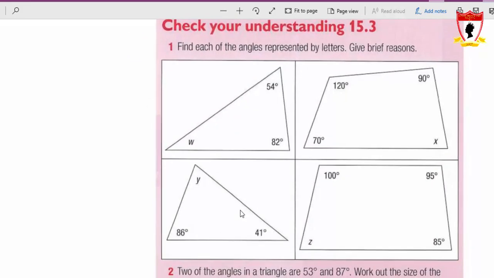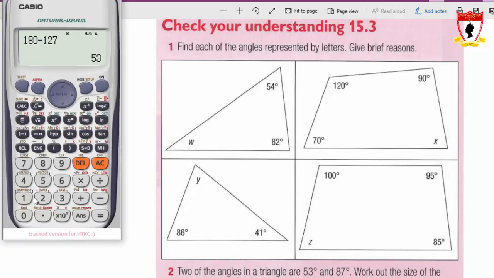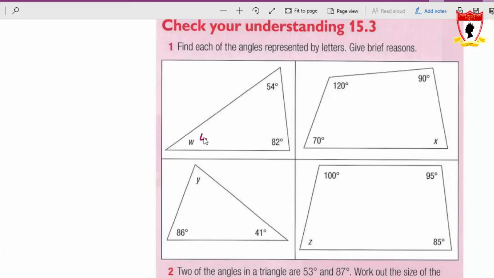In question 1, in this triangle, this angle is 54, this angle is 82. We need to find W. Well, we know all of these three angles together add up to 180. Then 180 minus 54 minus 82 is 44. Because these two angles together add up to 136.